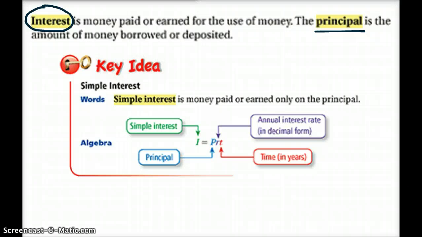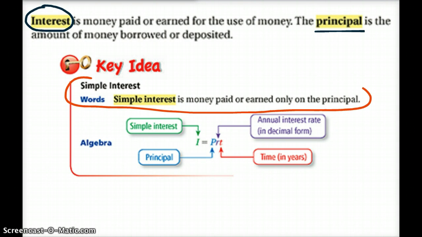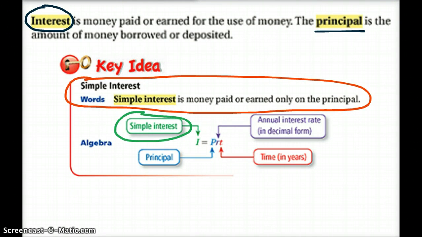So our simple interest formula is what we're going to look at. Simple interest is money paid or earned only on the principal. So when you find simple interest, it's going to be a percentage of the principal, the money that you started with. Our simple interest formula is I equals P times R times T. I stands for the simple interest, the interest that you earned. P stands for the principal, that's the amount of money you started with.